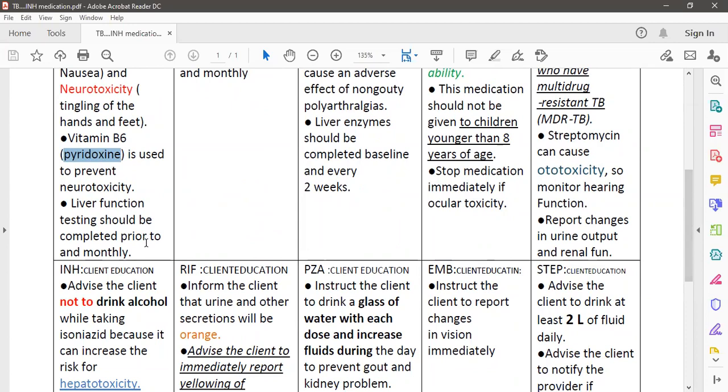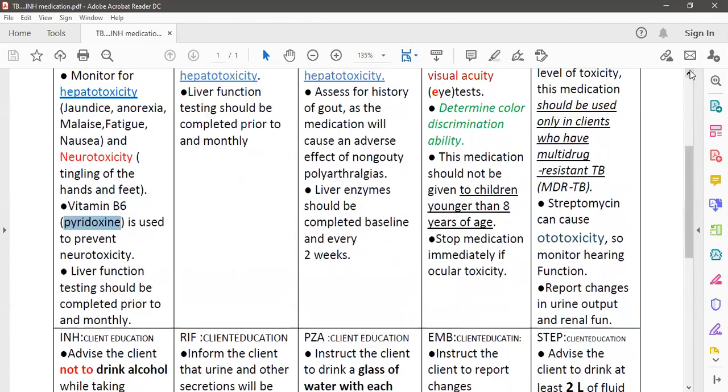Also monthly. And also what should we educate our patient, client education: if the patient took INH or isoniazid, advise them not to drink alcohol. Alcohol and isoniazid should not be taken together. They increase the risk of hepatotoxicity.